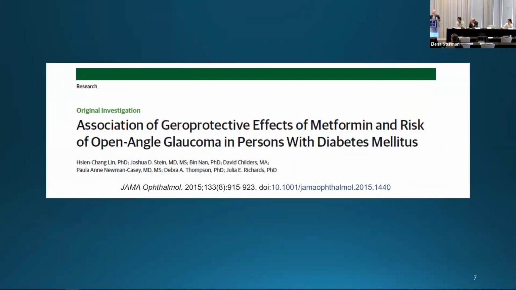Based on some of this prior work and the fact that we're seeing protective effects for other chronic conditions that tend to affect older individuals, my colleagues and I were interested to see, could metformin potentially be neuroprotective in patients in terms of risk of glaucoma among patients with diabetes.